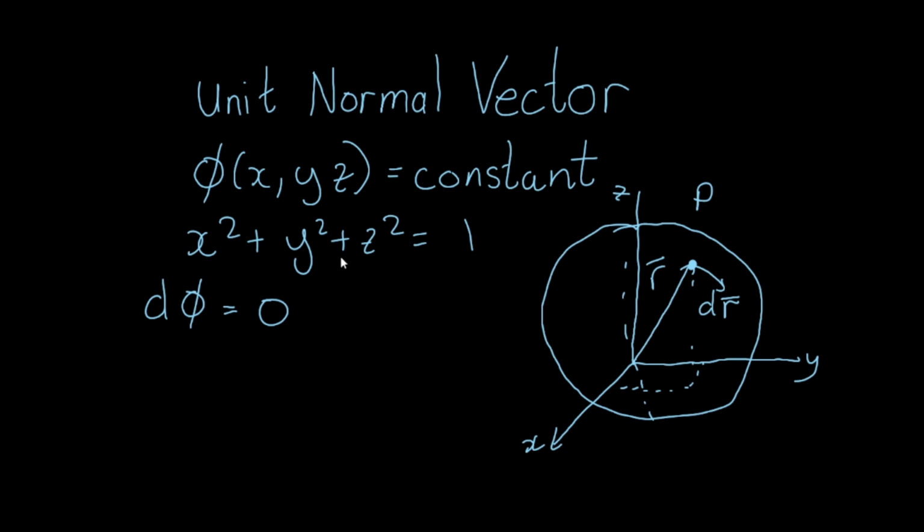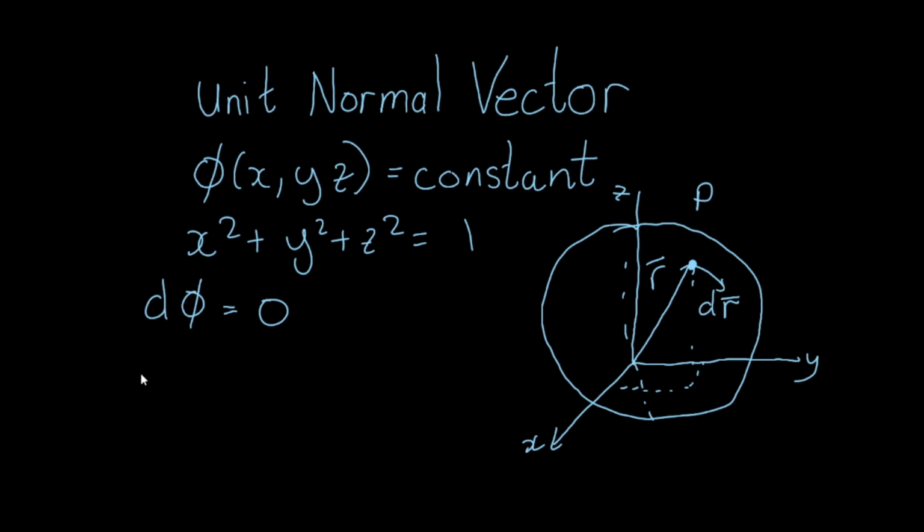If we think about this, what does this mean? Phi is actually a constant, and that constant is the radius of the sphere. If we have moved just along the surface of the sphere, then the radius of the sphere hasn't changed. So the derivative of a constant is simply equal to 0.